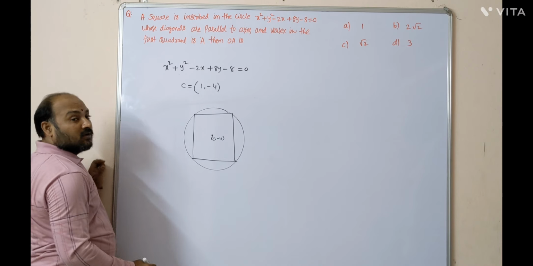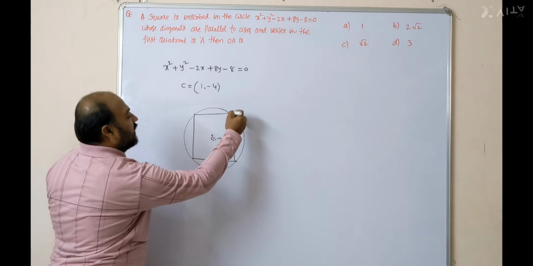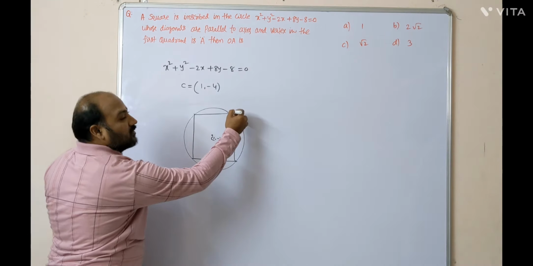Coordinate axes are parallel to the diagonals. The diagonal is there, no? Here, this one is parallel to the x-axis like this. A different x-axis we can take. These are the diagonals of a square.